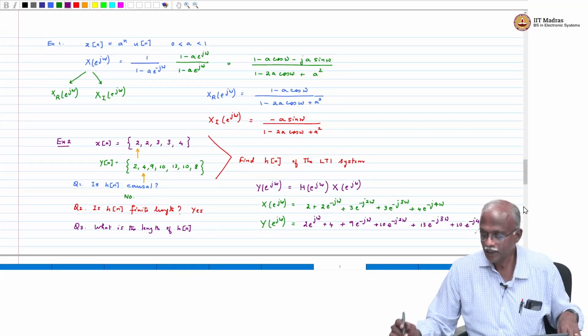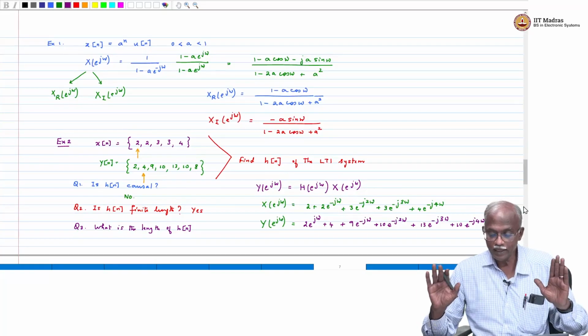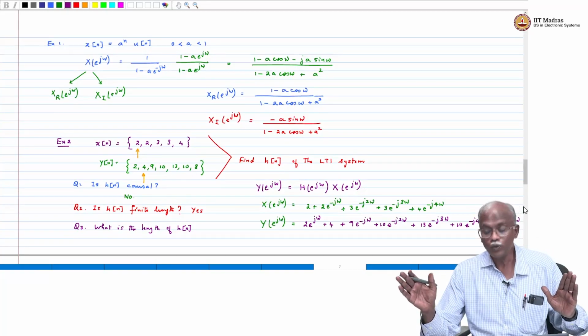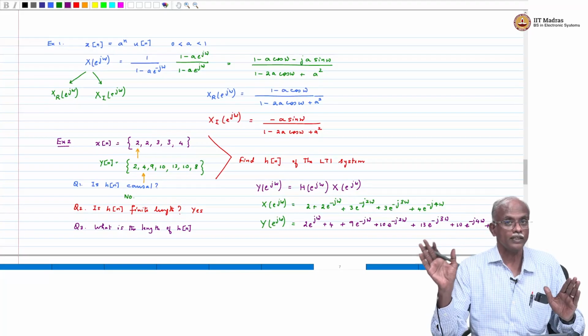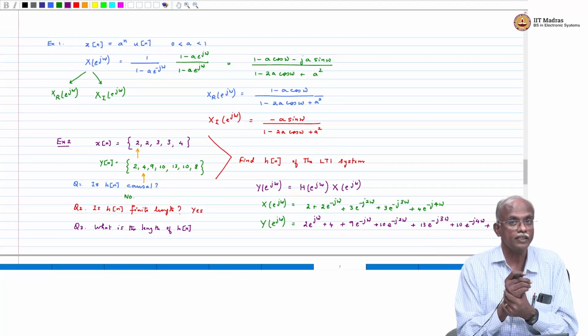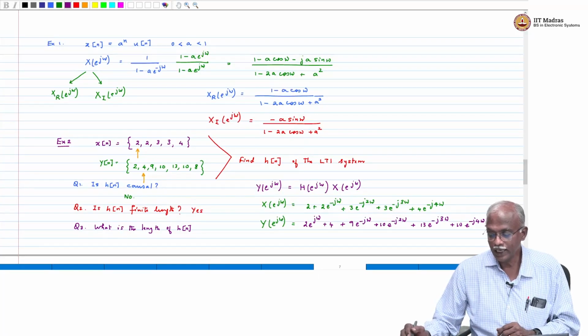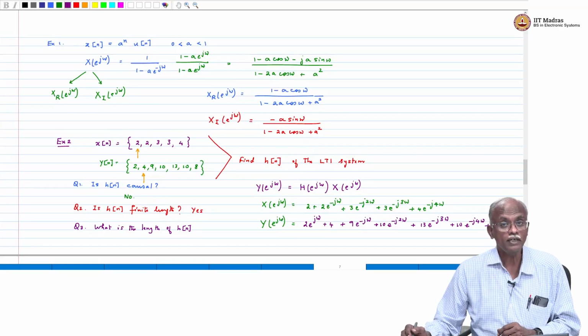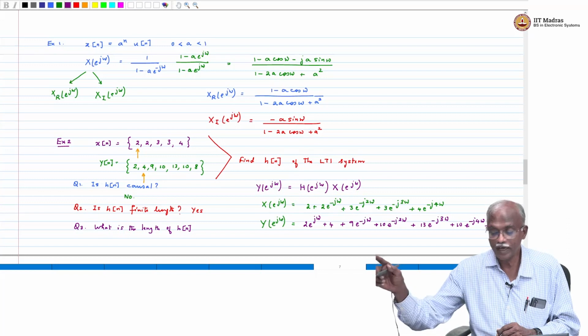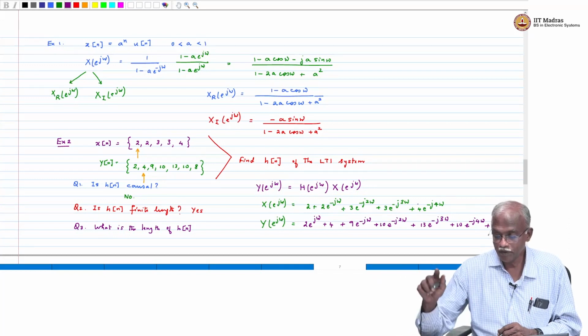Now, by examining this, you will be able to tell me what is the length of the filter h of n. How can you say that? What is the highest power of y? e power minus j 5 omega. What is the highest power of x?